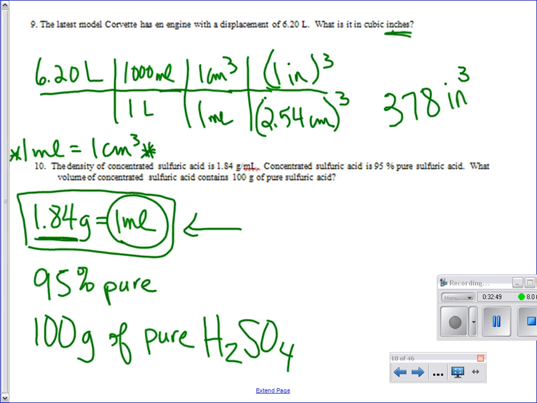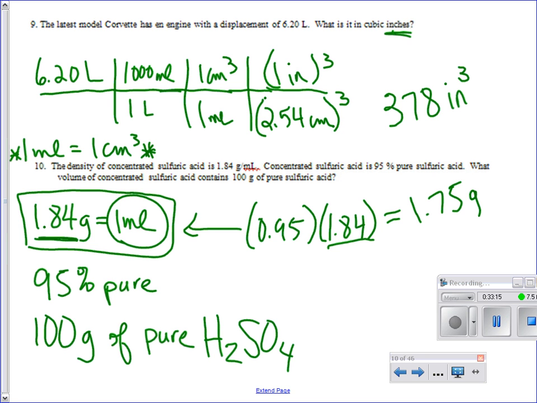What do I do? 95% of. What does of mean? Times, right? So 0.95 of 1.84 is the amount I actually have in 1 mil. Does that make sense? So how much do I have? Stick with the 3. The percent's usually 2 decimals. So what is it? 1.75. So that's how many grams I actually have if it were pure sulfuric acid.